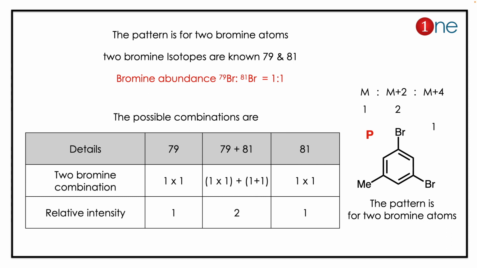Here the concept outlined is the abundance and the number of signals in mass spectroscopy. The bromine abundance is 1 is to 1.